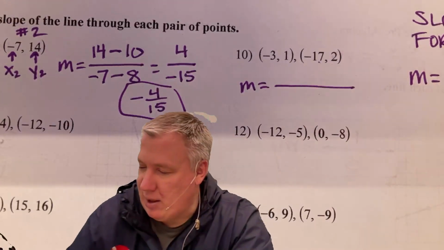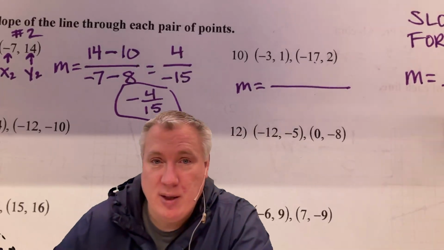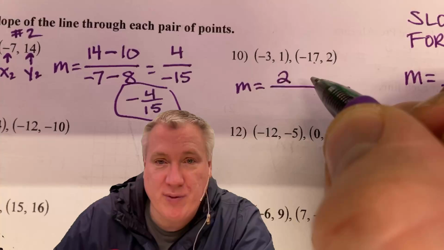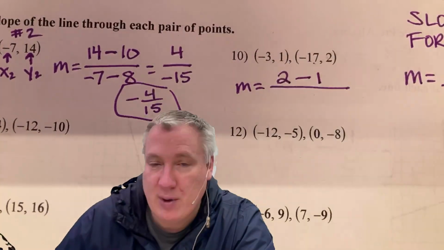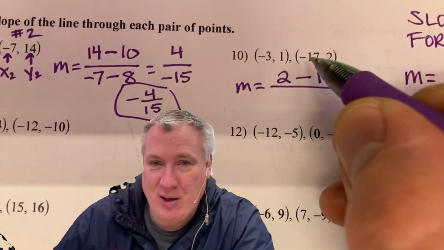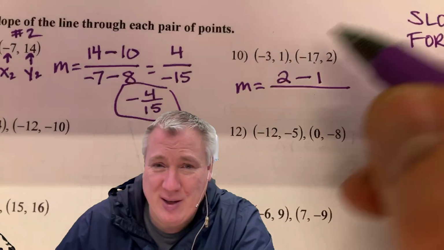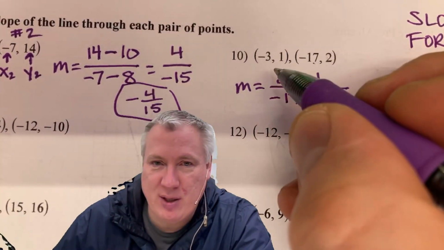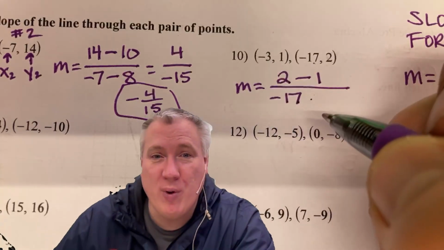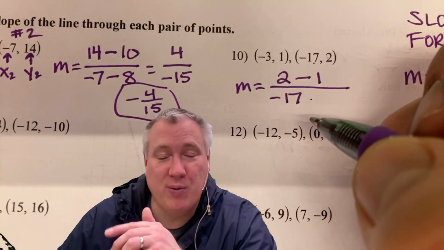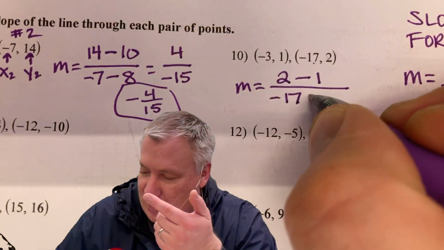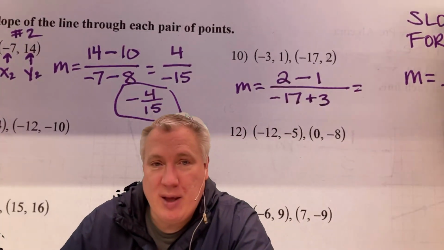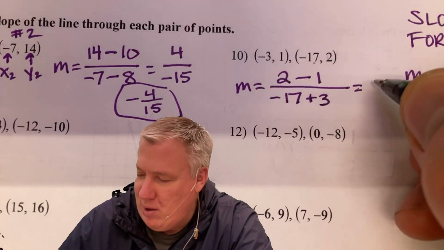All right, let's do that again. Okay, again, it's the second y, 2, minus the first y, 1. Okay, and then it is the second x, -17, minus the first x, which is -3. Well, what happens when you subtract a negative? When you subtract a negative, you add. So I get +13. Okay? And that gives me 2 minus 1 is 1.